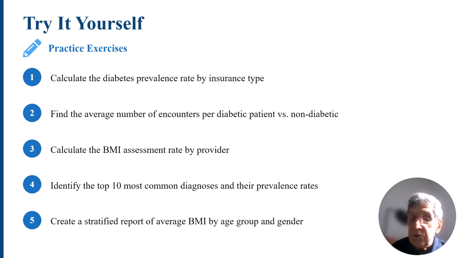Fifth, create a stratified report of average BMI by age group and gender. This combines the case-based age grouping from slide 6 with group by on both age group and gender using average on the BMI column.